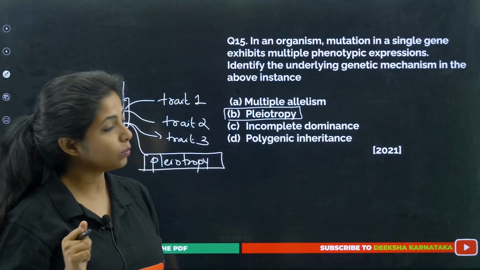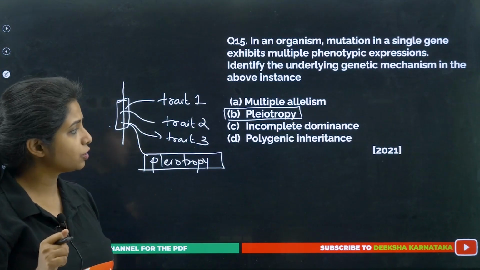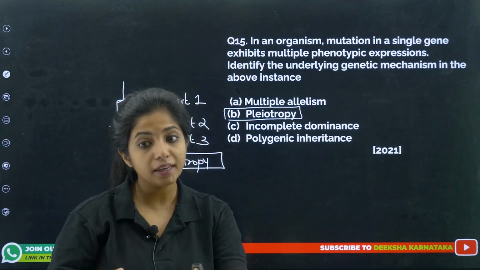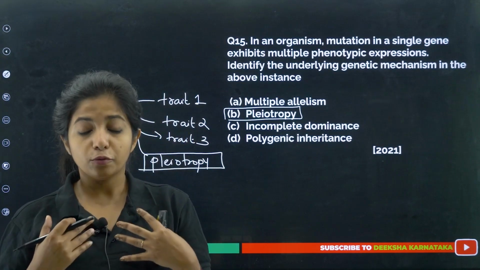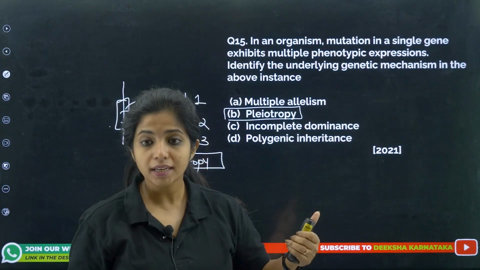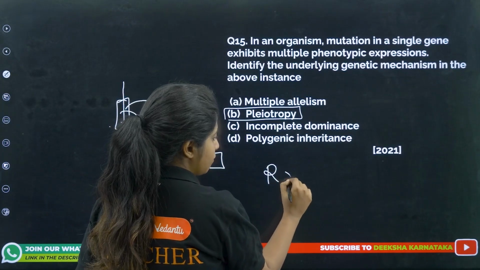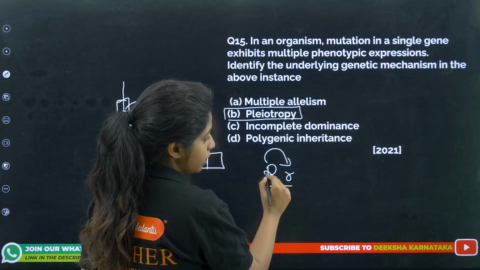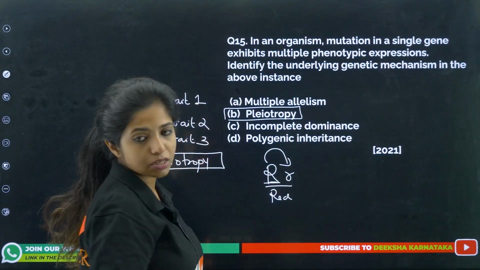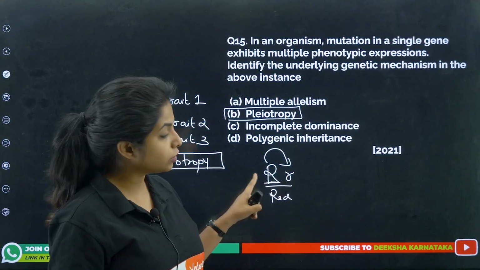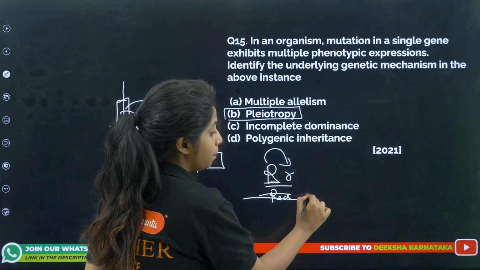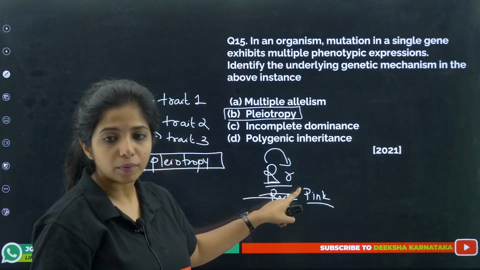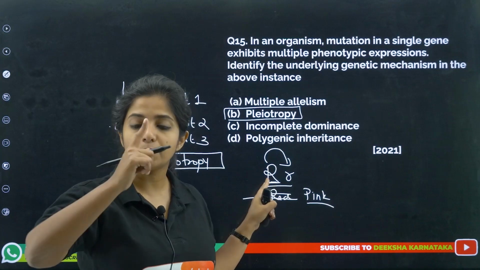Okay, 2021 question. Multiple allelism is when you have multiple alleles for a single gene. For example, for blood group, you have IA, IB, IO. You have multiple alleles. Incomplete dominance, as in, for example, I have capital R, I have small r. Usually this should be showing up its character and it should be red in color, because capital R stands for red and small r stands for white. But here red is not being shown. Instead, pink color is shown. So it is an intermediate thing formed between red and white. That means it is not completely dominant, it is incomplete dominance, shown in snapdragon flowers.